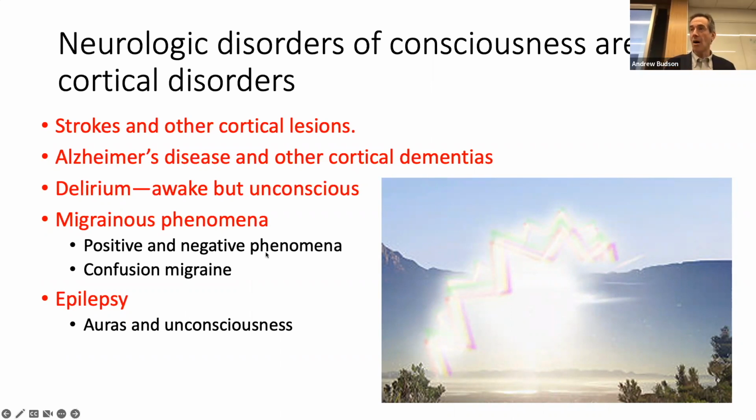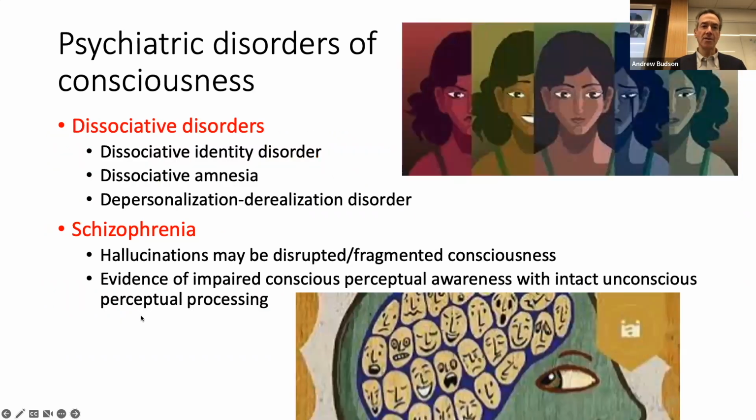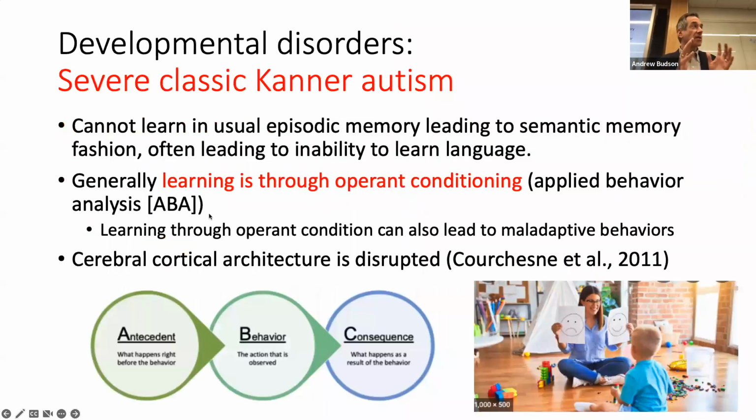Migrainous phenomena are cortical phenomena. They disrupt consciousness. Epilepsy, of course, is a cortical phenomenon, disrupts consciousness. I think there are psychiatric disorders of consciousness. The two that I feel are most straightforward are the dissociative disorders and schizophrenia. I actually think they're developmental disorders of consciousness.